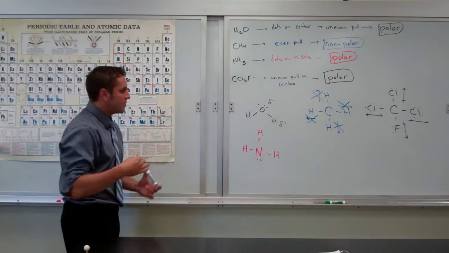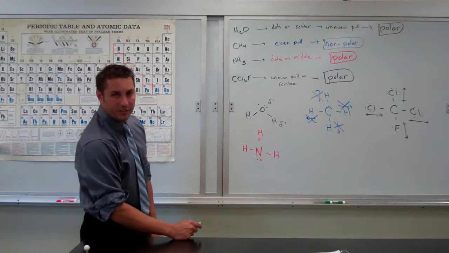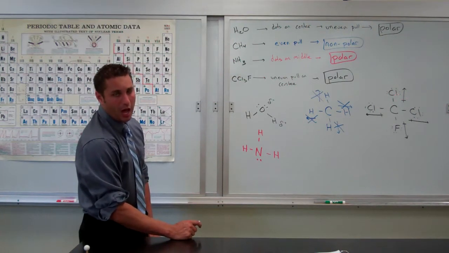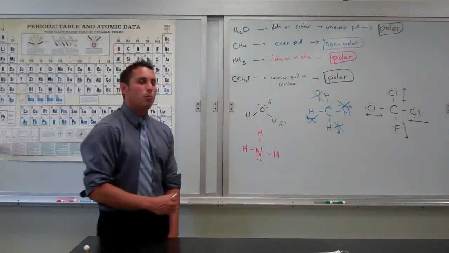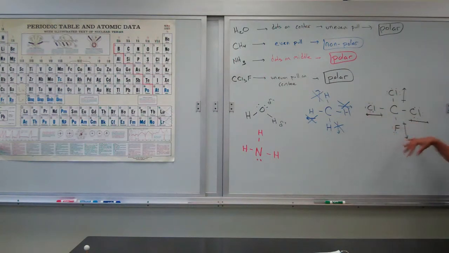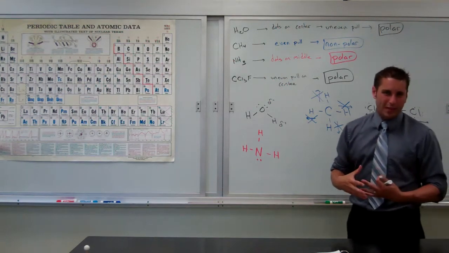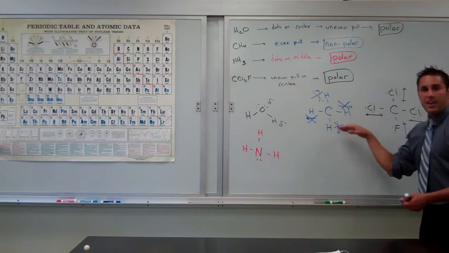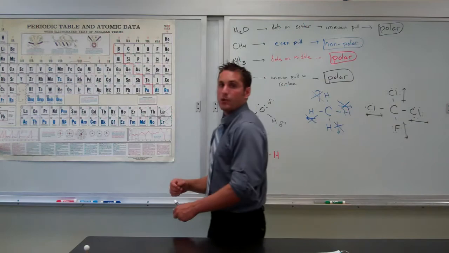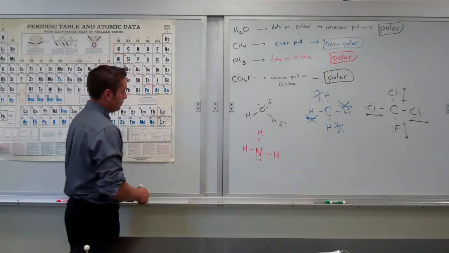Right? And all it took to make it an uneven pull was one of the things being different. Right? Even if this were an F up on top, overall it would still be polar. They won't cancel with each other. Because remember, 3-dimensionally, this is not a cross, it's a tetrahedral. Right? So they're equally spread out. So if 2 of them are Fs and 2 of them are Cls, there'll still be an uneven pull. So if all of the things around the center atom are not the same, it will not cancel out and it will therefore be polar.